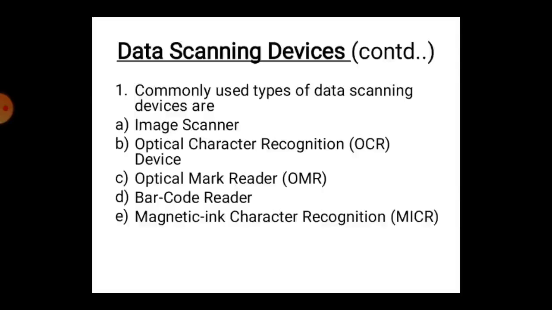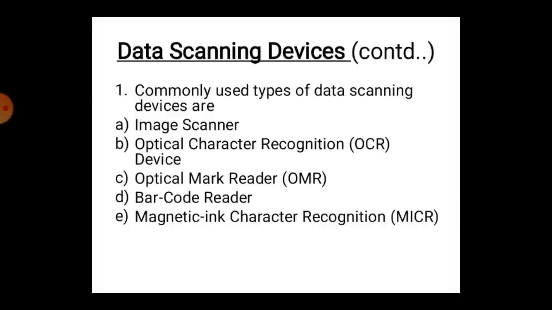Continuing this, data scanning devices are of different types. So commonly used types of data scanning devices are image scanner, optical character recognition, that is OCR device, optical mark reader, that is OMR device, barcode reader, and magnetic ink character recognition. So you have seen most of these devices.